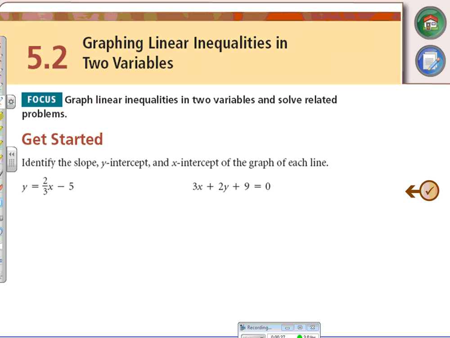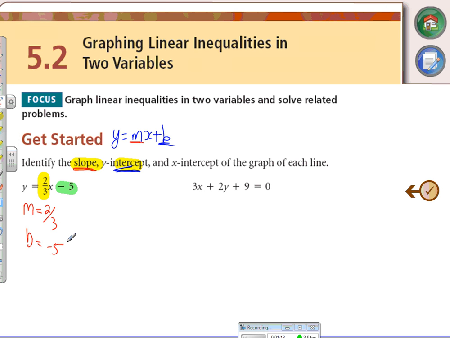Identify the slope, y-intercept, x-intercept of each graph. The easiest way to identify slope and y-intercept is if we take it into y equals mx plus b form, where you've got your slope and you've got your y-intercept. Looking at this one, we've already got it into y equals mx plus b, so we can read right off of there. There's our slope, there's our y-intercept. So slope, m, is 2/3. Your y-intercept, b, is -5.